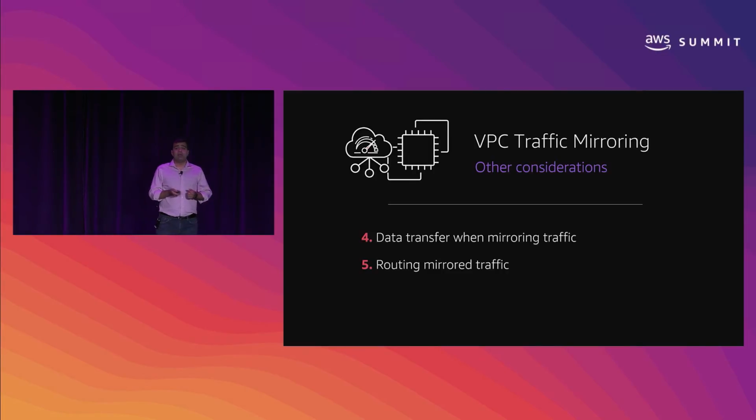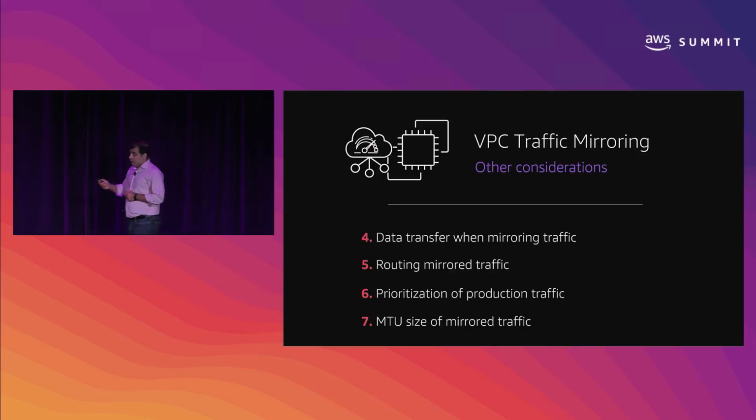You need to have connectivity between the source and destination. Now that destination, as Miguel talked about, can be in another VPC, another account, connected via transit gateway or via VPC peering. But for that to work, you want to make sure that you have routing configured correctly. And Miguel already mentioned that we will prioritize production traffic over mirror traffic. Again, we don't want to get into a scenario where you start dropping packets on the production application because you enable traffic mirroring. And be careful of the MTU size.